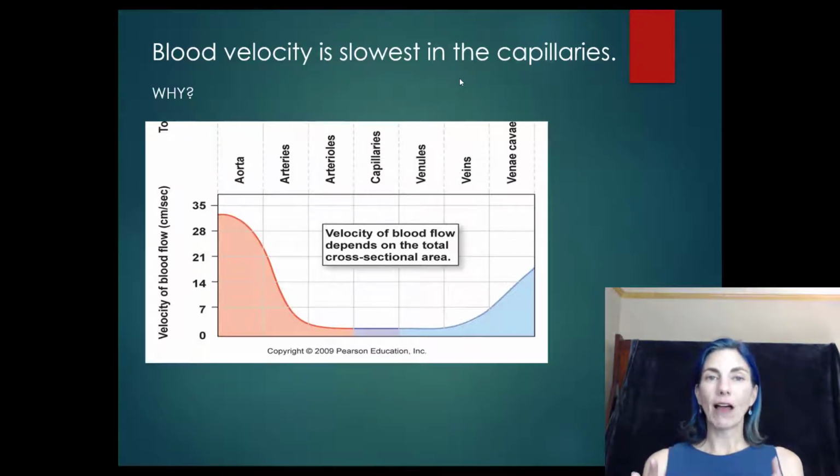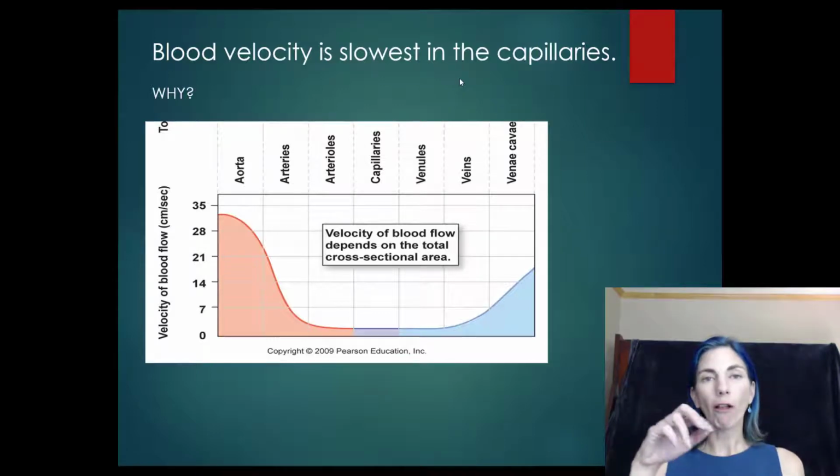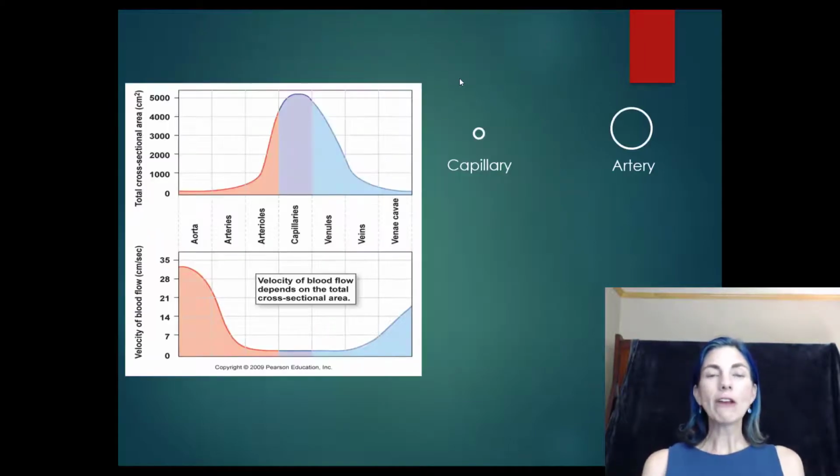Now, from a teleological standpoint, this is a good thing. We want fluid to crawl through the capillaries. By crawling through the capillaries, it gives oxygen and CO2 enough time to reach their diffusion equilibrium. So that's good. Now, why does it have the lowest velocity? Well, you might remember that velocity is a function of the diameter of the vessel. And capillaries have a much, much, much smaller diameter than arteries do. And in fact, this picture that I have up here doesn't even do it justice.